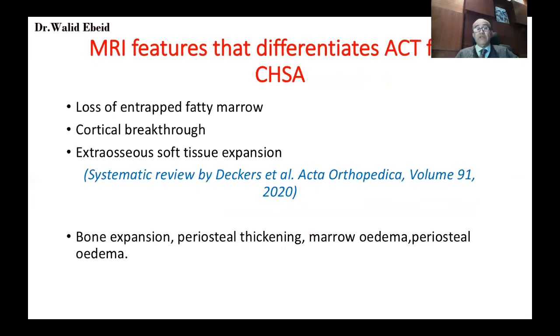So how can we differentiate with an MRI between the active cartilage tumor and the chondrosarcomas? Because active cartilage tumors or active enchondromas are treated by curettage, whereas chondrosarcoma requires wide resection. Actually, the clear-cut signs are cortical breakthrough, obviously if there is a soft tissue expansion, loss of entrapped fat marrow, bone expansion, periosteal thickening, surrounding bone marrow edema or periosteal edema. All these are signs of the presence of a higher grade chondrosarcoma, which will require resection rather than curettage.